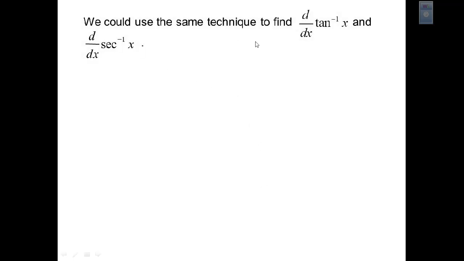All right, now we could use the same technique to find the derivative with respect to x of the inverse tangent of x and the inverse secant of x. We're not going to do that. I'm just going to show you what they are.